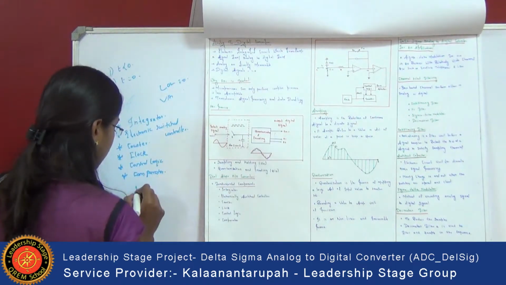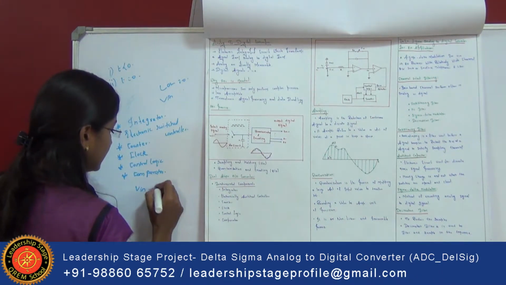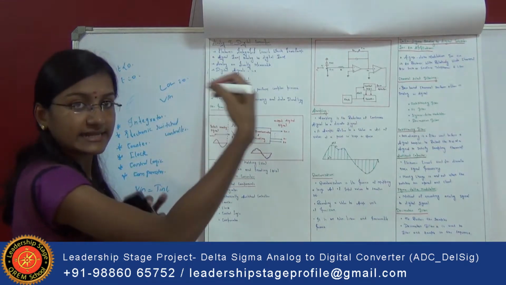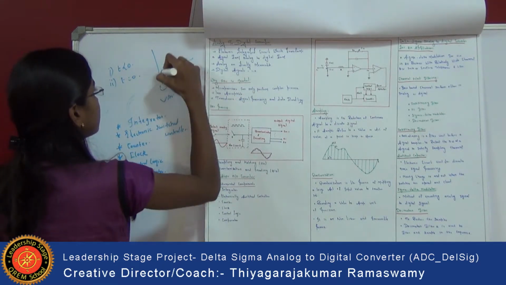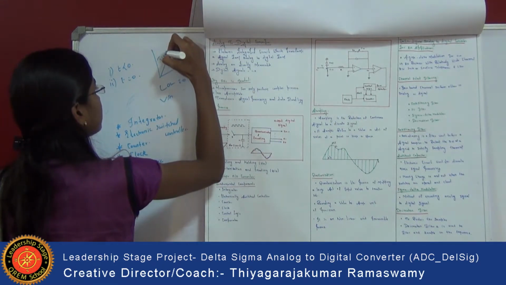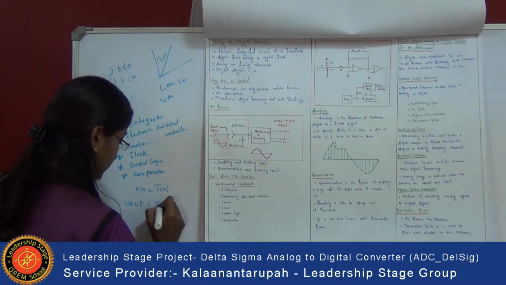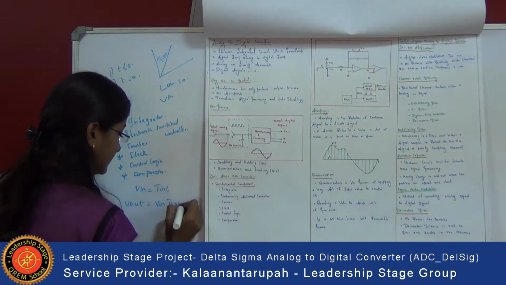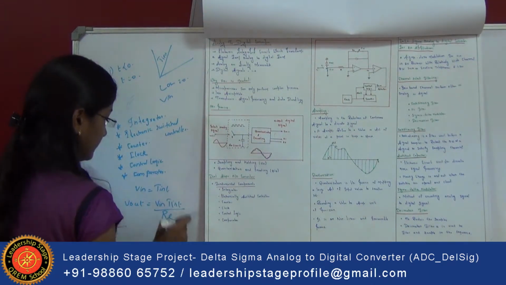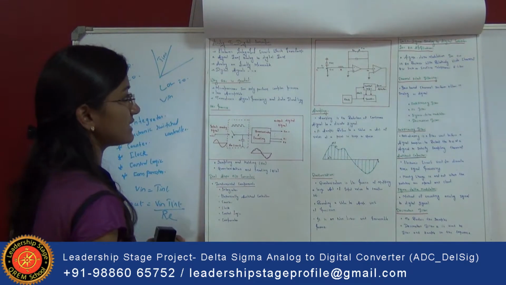For this V in, we will get the integration. That is, it starts integrating. The output will be like this. So the output will be V out equal to V in T in divided by RC. The output of this V in will be like this.